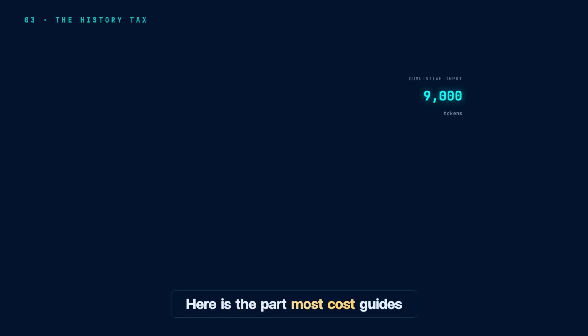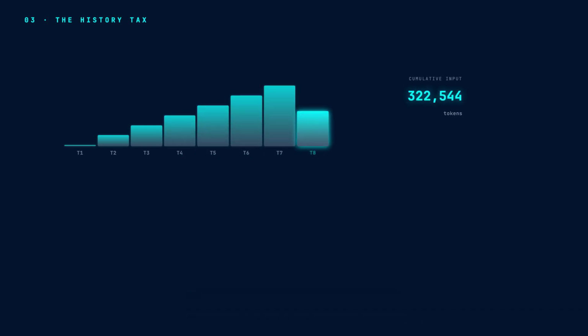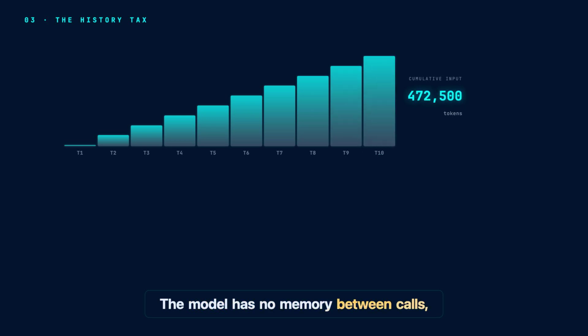Here is the part most cost guides skip. Turn 2 does not start where turn 1 ended. Turn 2 starts from scratch. The model has no memory between calls, so to give it memory, the agent resends the entire conversation again. System prompt. Tools. Turn 1 user message. Turn 1 tool calls. Turn 1 tool results. Turn 1 model reply. Then your new message.